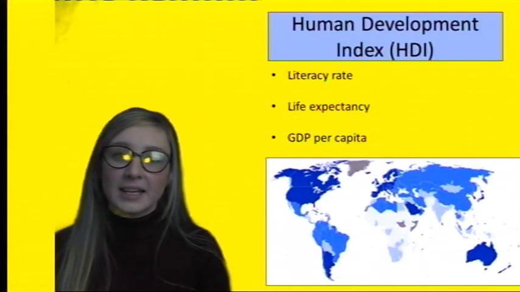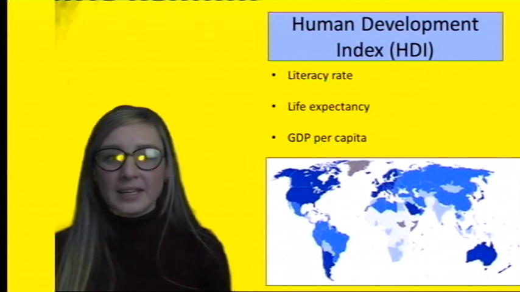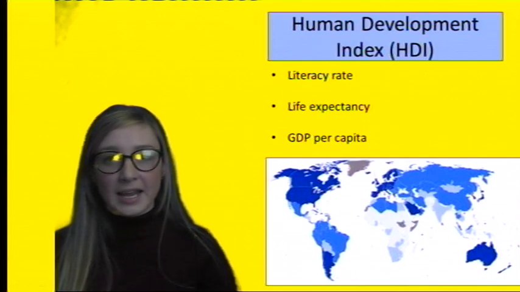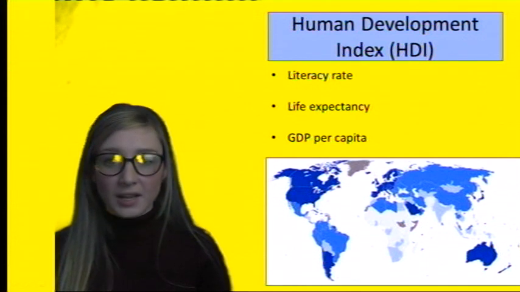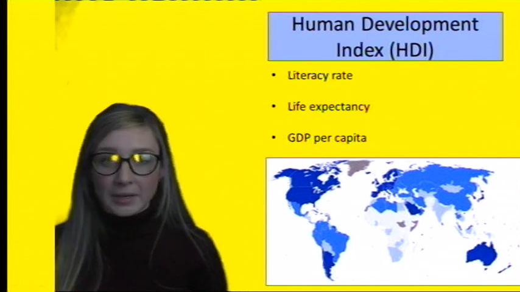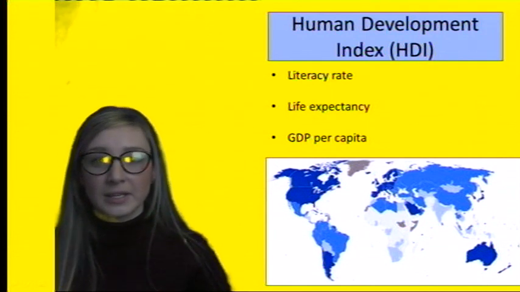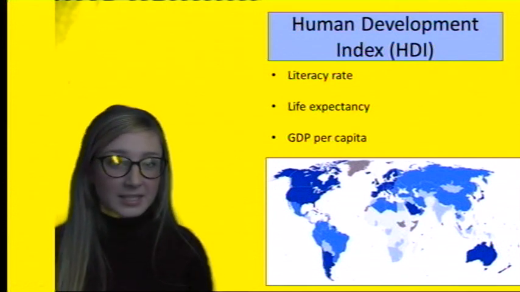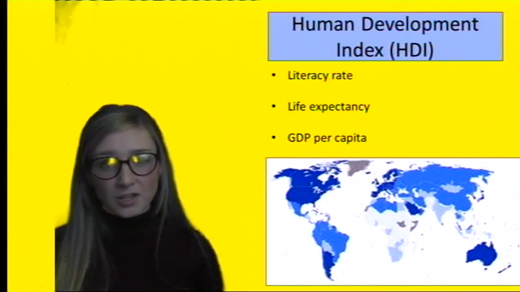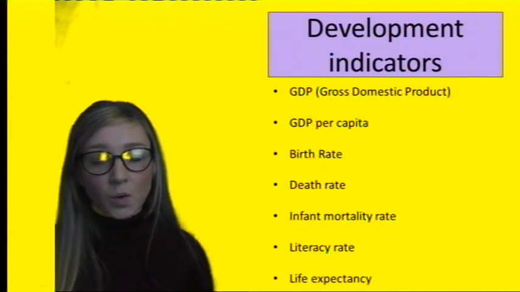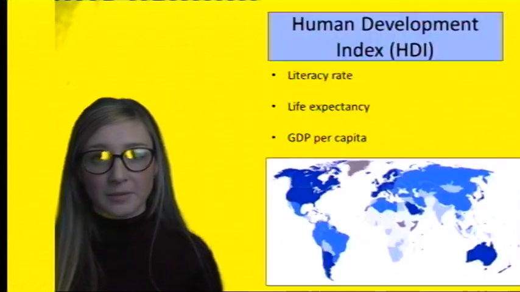Human Development Index is an index that takes into account quite a few of these different development indicators. So we look at literacy rate, the life expectancy, how long people are going to live for on average, and the GDP per capita. So those three factors are taken into account when working out a Human Development Index. That means that the Human Development Index is likely to be a little bit more substantial when deciding how developed a country is than simply looking at just one of the development indicators that we looked at before.